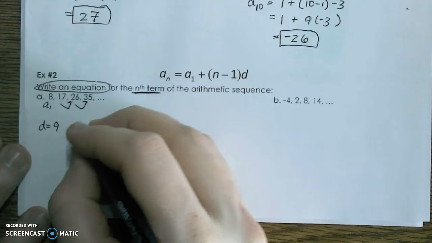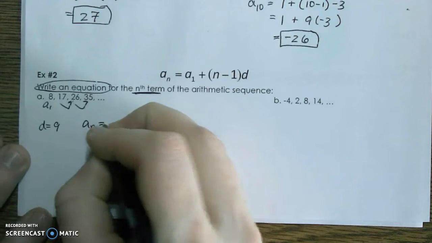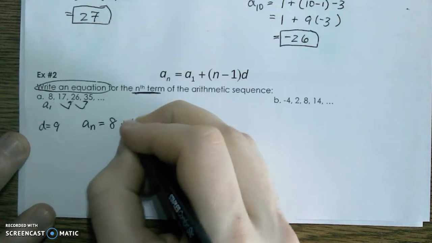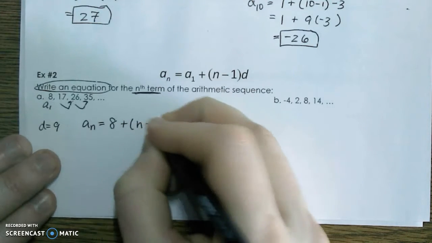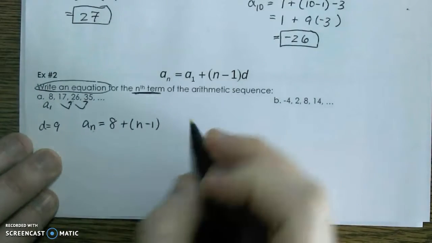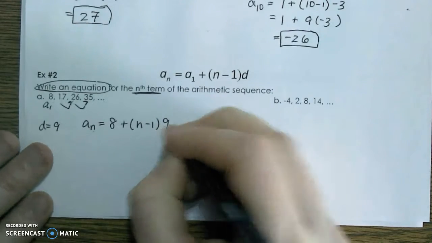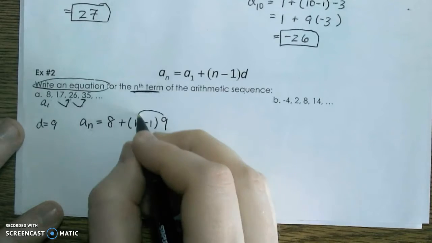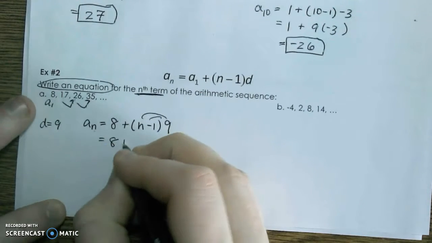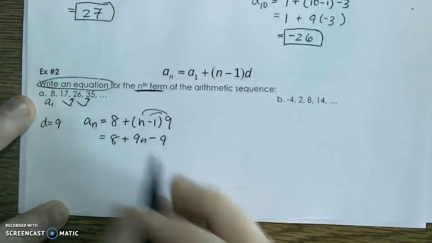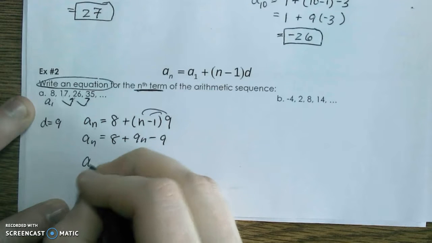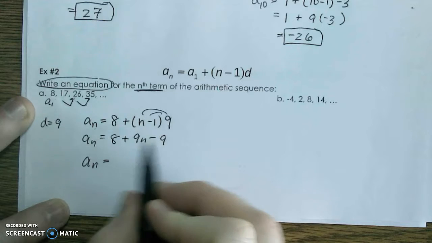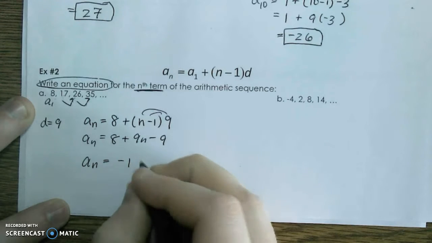So we've got A sub n equals, we fill in our first term, which is 8, plus, and then we have n minus 1. Remember, we're leaving n alone. And then we put in our common difference, 9. And what I want you to do is simplify this as much as you can. So we're going to distribute that 9 and collect like terms. And so we are getting 8 minus 9 is negative 1 plus 9n.